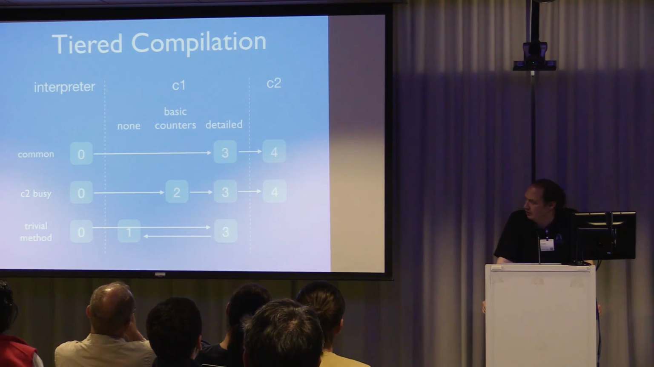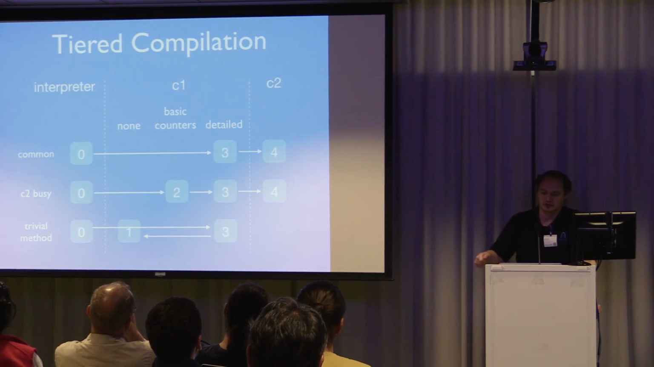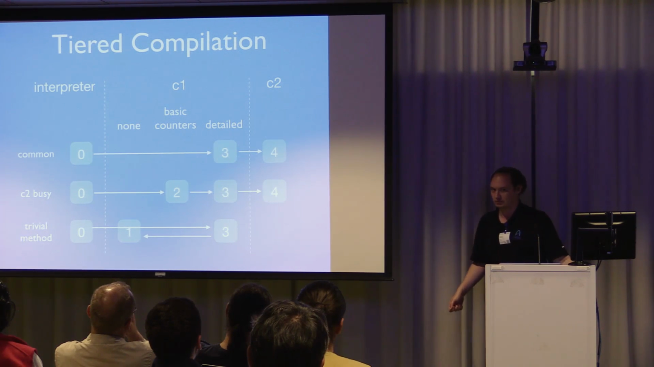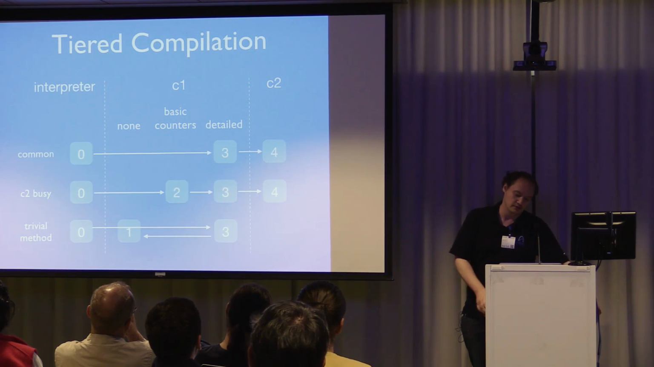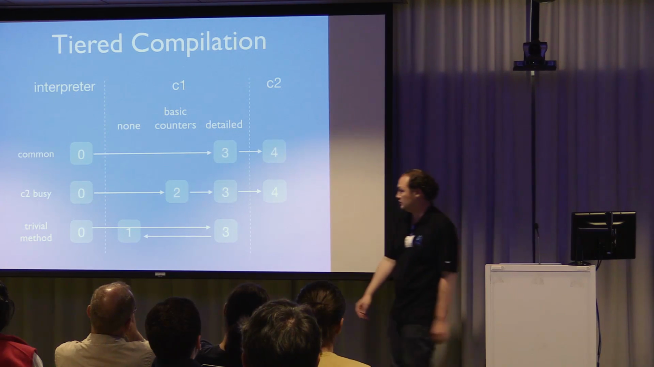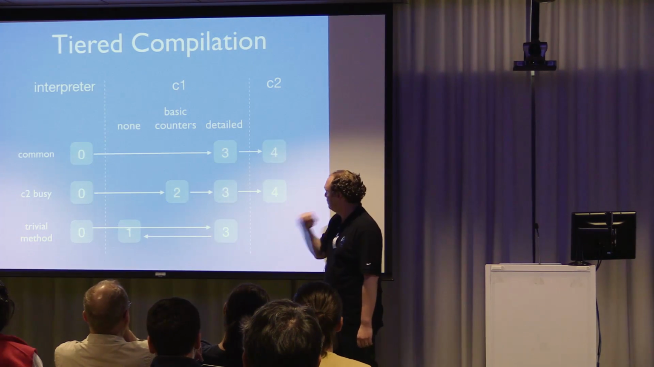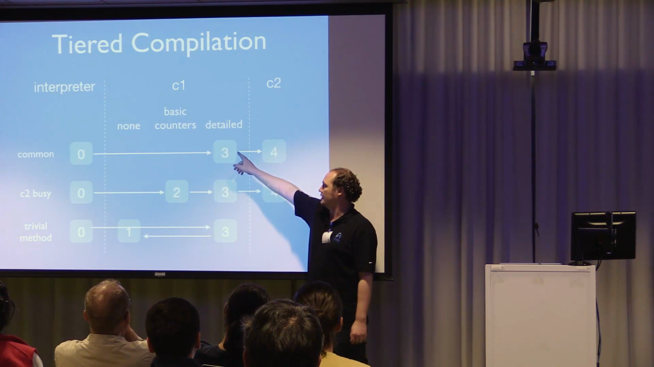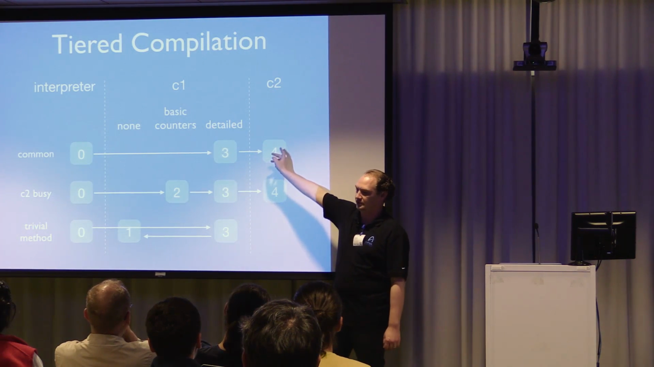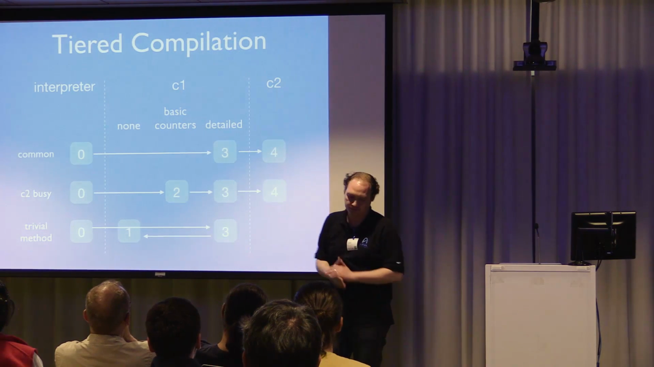The common flow is actually to do exactly what I showed you in the previous slide. Go from 0, not to tier 1, not to tier 2, but all the way to tier 3. Where we have counters and the detailed information C2 wants. When those counters go past their threshold, we go to C2, and C2's got everything it needs. That's the normal flow.